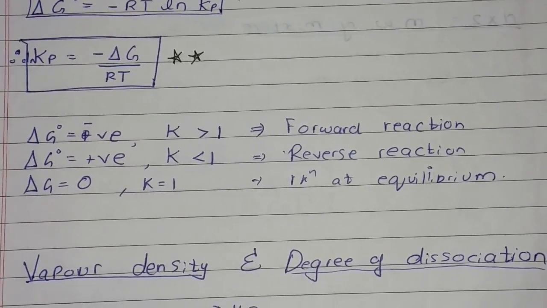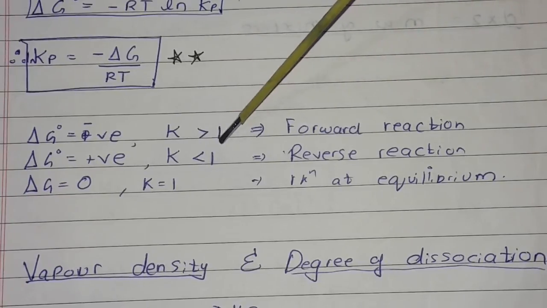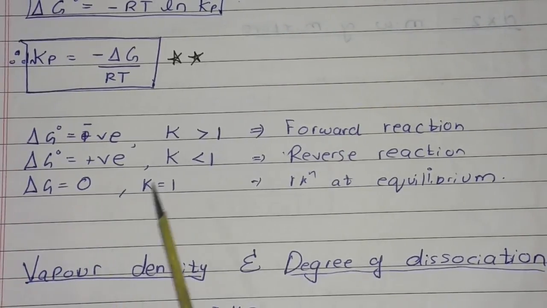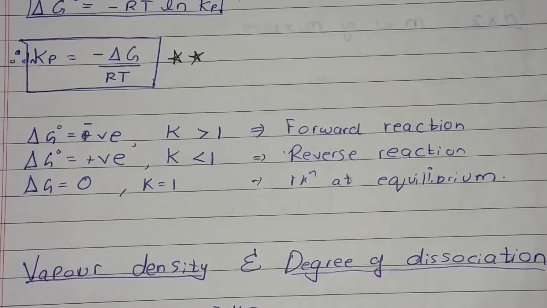Now one of the important parts: if delta G is negative, then K is greater than 1, which represents the forward reaction. If delta G is positive, K is less than 1, which represents the reverse reaction. And if delta G equals 0, K equals 1, which is the reaction at equilibrium.